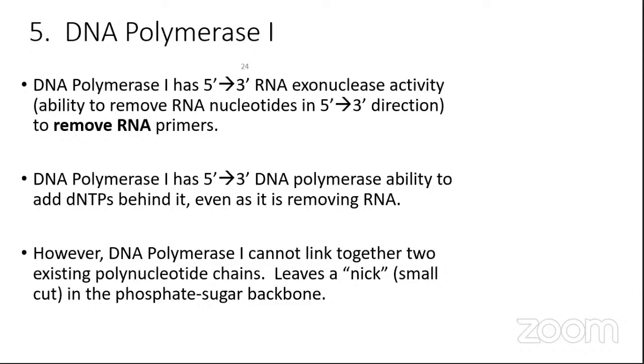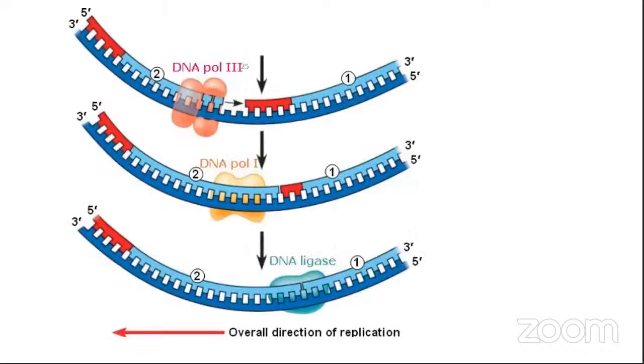So it can simultaneously remove the RNA primers, and instead of RNA, it can add the correct DNA base in that particular position. But it leaves a nick, that is, the phosphate-sugar backbone is cut at that position, which is called a nick. To join that, we need ligase. DNA ligase is the enzyme which can join two strands or two bases which have a nick between them.